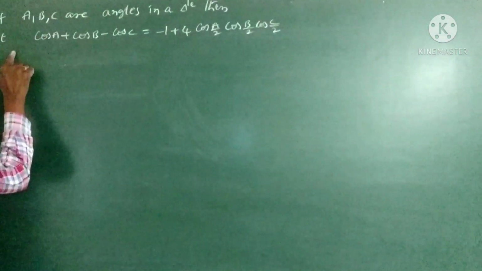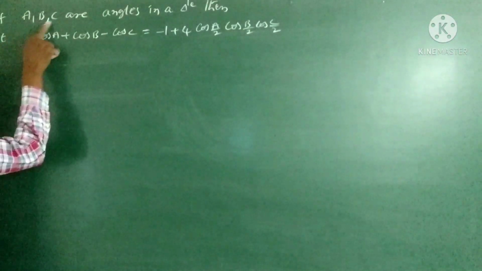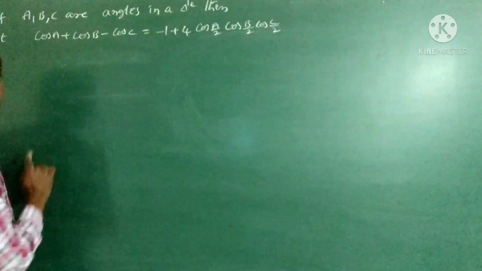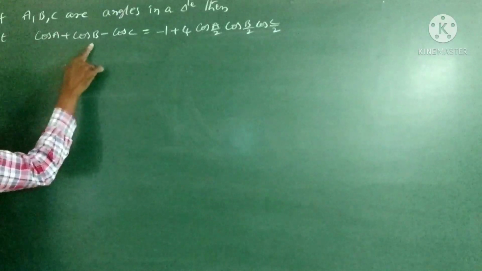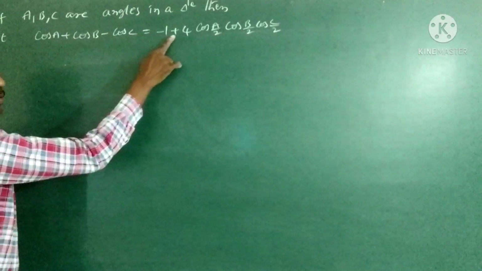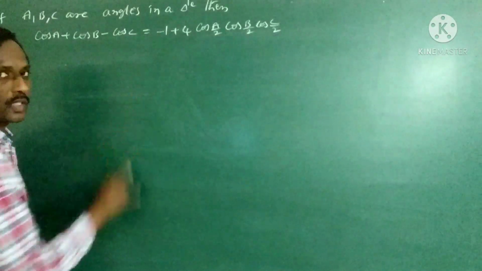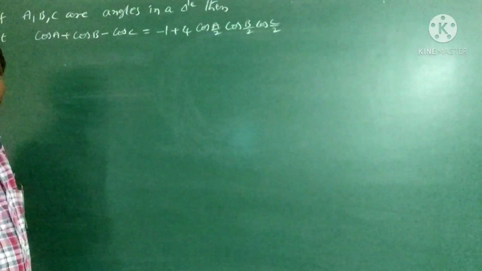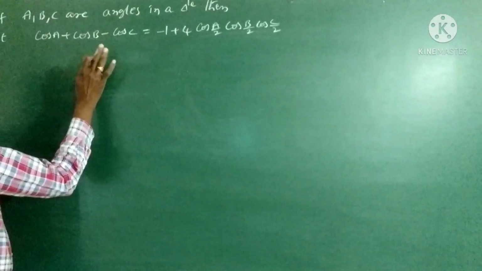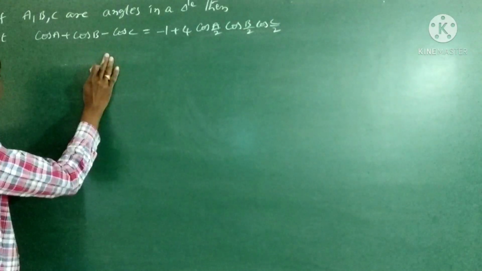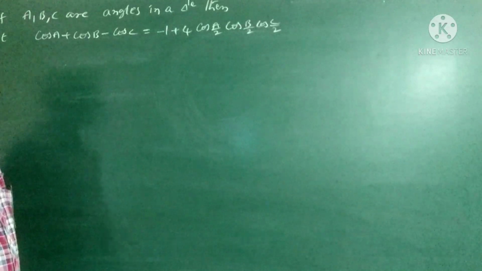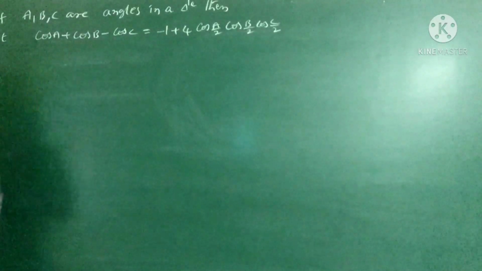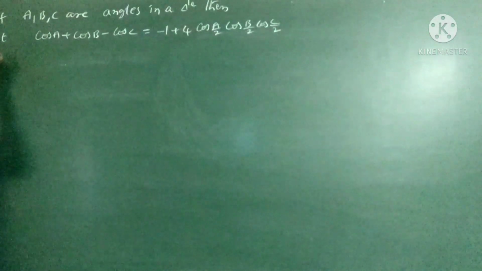Now the first question: if A, B, C are angles in a triangle, then prove that cos A plus cos B minus cos C equals minus 1 plus 4 cos A by 2 cos B by 2 sin C by 2. To solve this type of problem, we follow the 5-step procedure. I explained it just now, so now you have to use the procedure. Now coming to the solution for the problem.